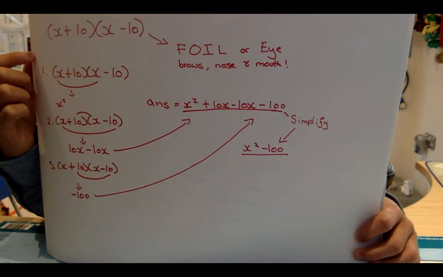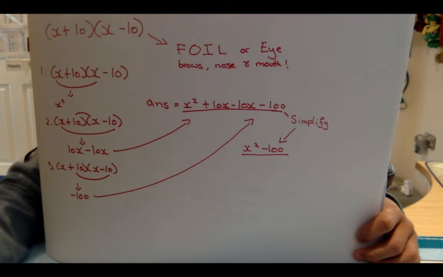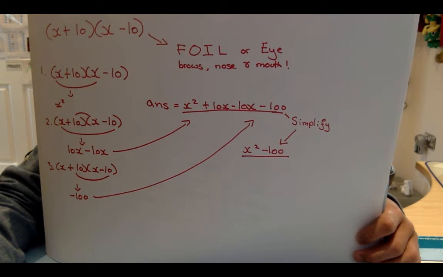Now we can simplify that, and it simplifies to x squared minus 100, because 10x minus 10x equals 0. So yeah, that's the very first factorizing type.